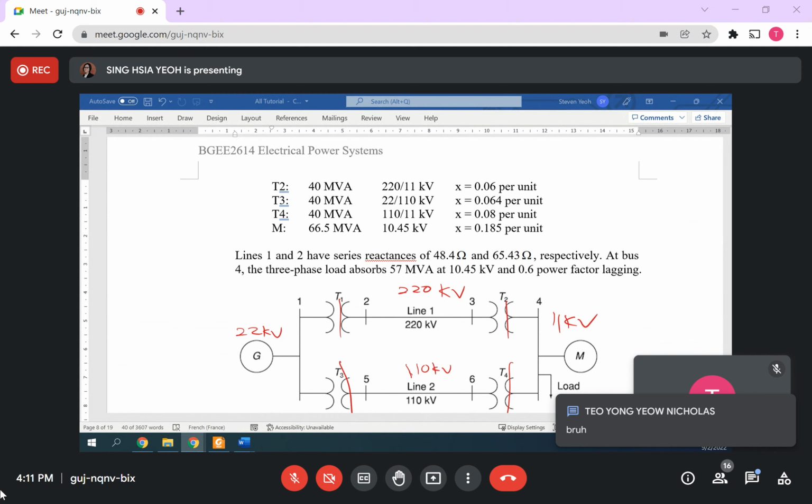What is your question? How do we find the load impedance? Load impedance is a bit harder. Later I will tell you.